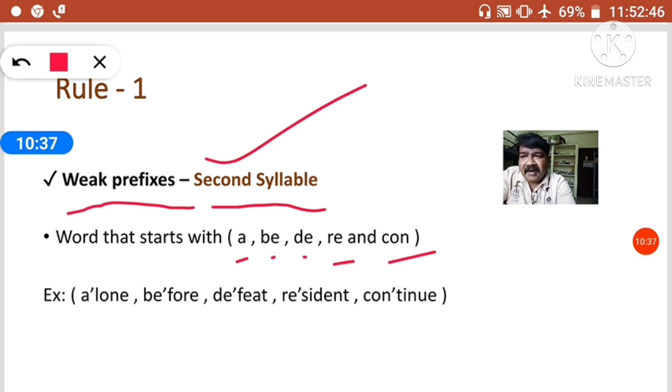So what do we have to understand from the first rule? Rule 1: weak prefixes, second syllable, words that start with A or B or D or RE or CON. I have mentioned examples also here. Okay, now let us move to our next slide and Rule 2.